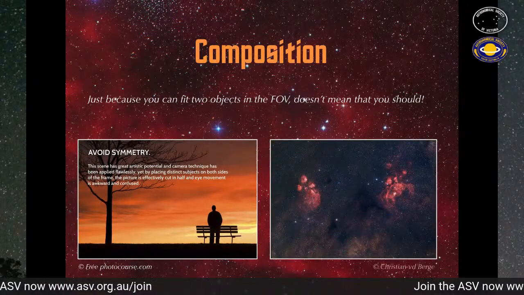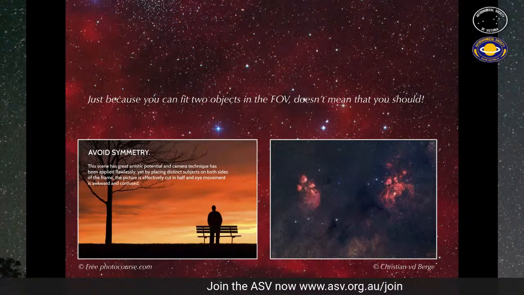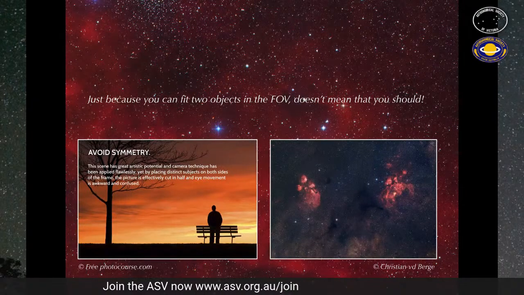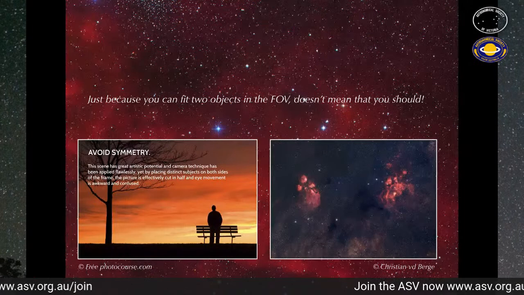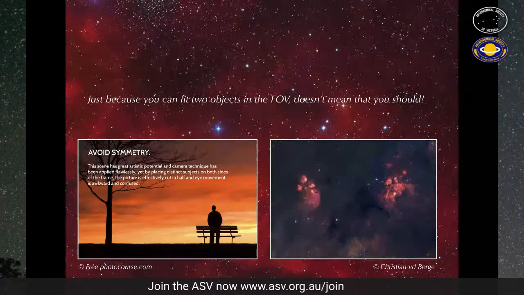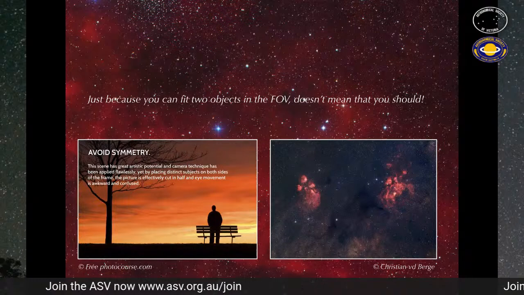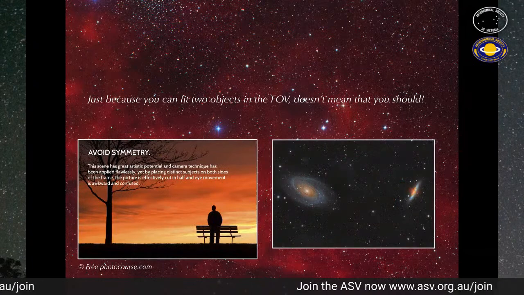And indeed, here's a lovely picture by Christian Burge. And again, we see this often. We see two nebulas side by side, but your eye kind of goes from one to the other to one to the other, and it kind of disappears in this black hole in the middle. And it doesn't really kind of work in some ways.